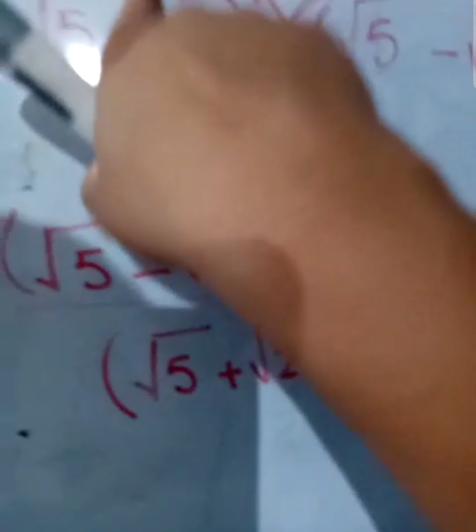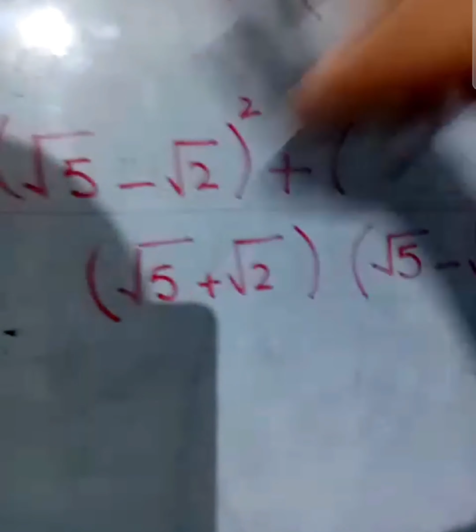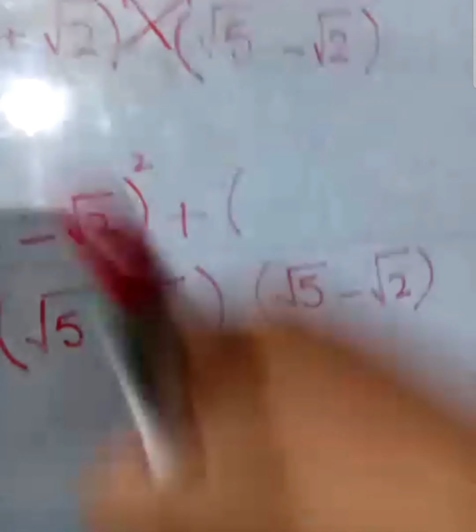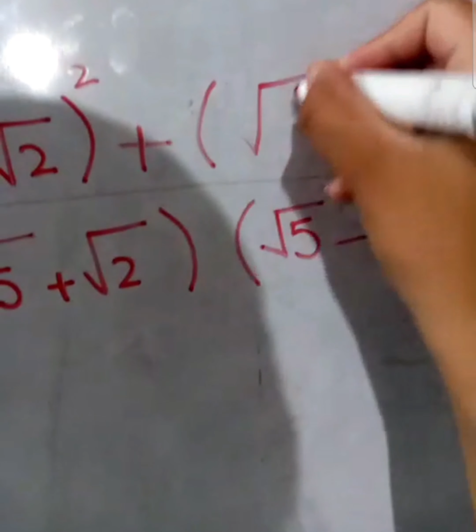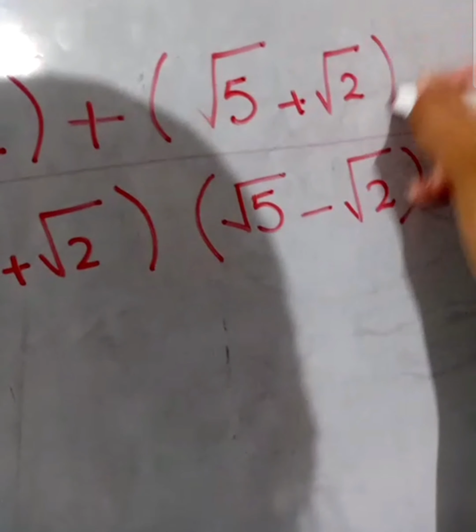Similarly, in this cross multiplication the second denominator will be multiplied by the first fraction's numerator, and the first fraction's denominator will be multiplied by the second fraction's numerator. Now this will be square root 5 plus square root 2 into square root 5 plus square root 2. Again, both of the terms are the same, so we write square root 5 plus square root 2 whole square.